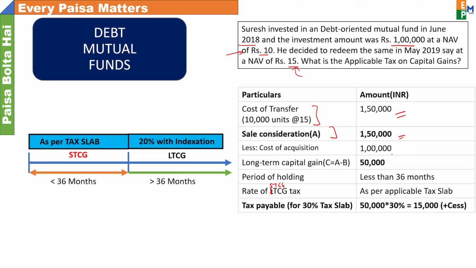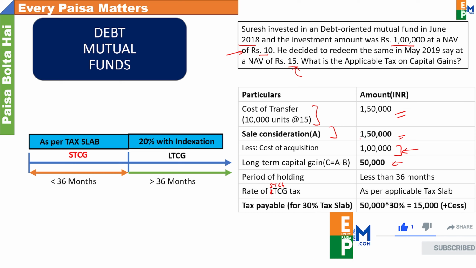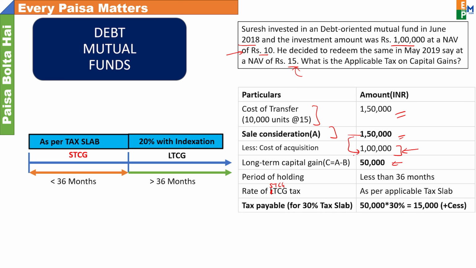His cost of acquisition is 1 lakh rupees. That's the price he paid while buying these units, and his capital gain comes out to be 50,000, which is this minus this, equal to 50,000 rupees. Now the period of holding, since this is less than 36 months, qualifies for short-term capital gain, and the tax payable is as per tax slab.